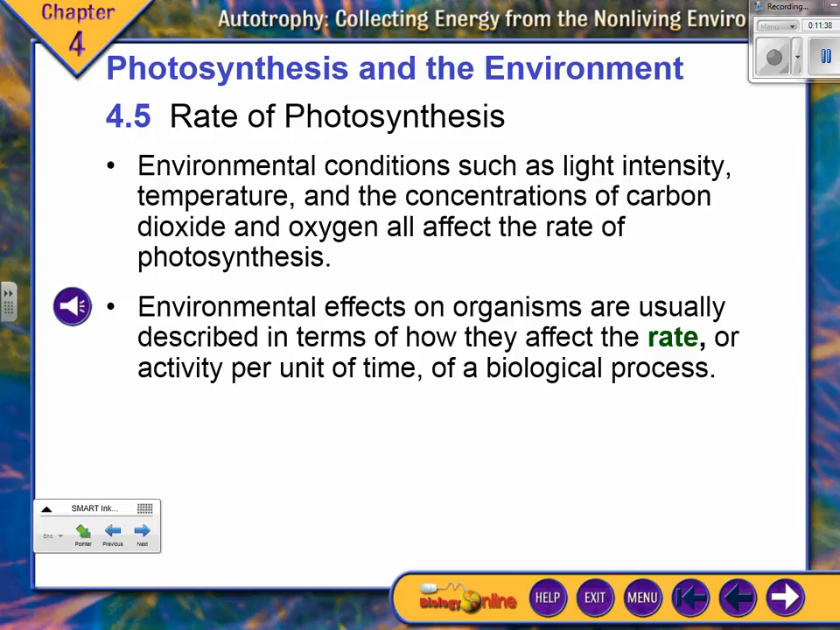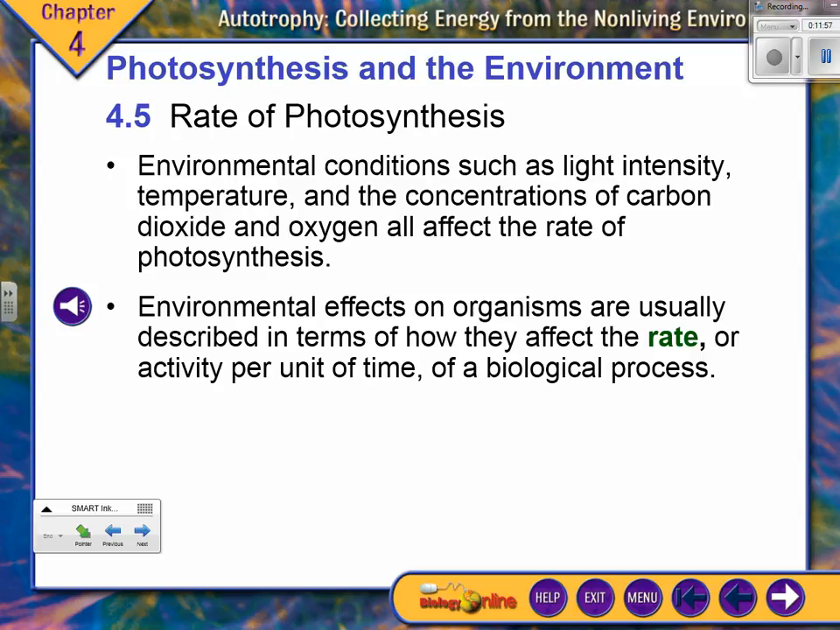Okay, so now the rate. This is 4.5. This is your last section that you will read for your reading log. And I want you to think about this for a second. What do you think is going to influence how fast photosynthesis happens? What would influence how fast photosynthesis happens?